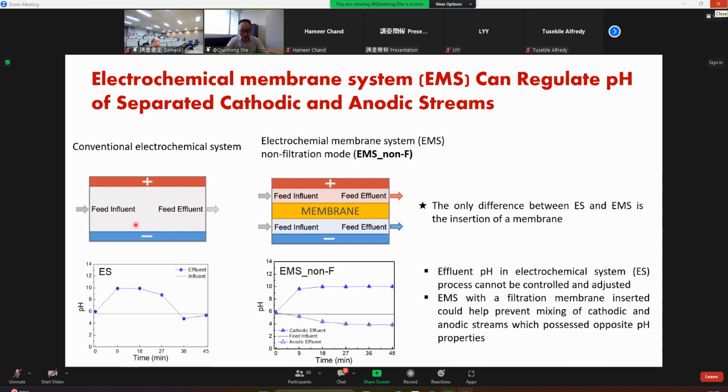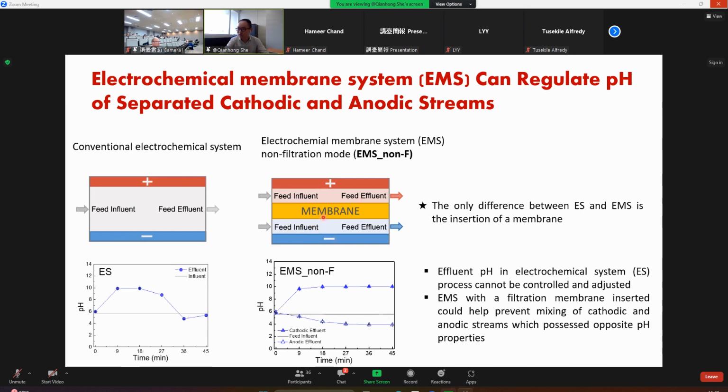And I just want to say, initially we wanted to do CDI and we tested this, but later we found that the pH change is more interesting. So we focus more on the pH study.